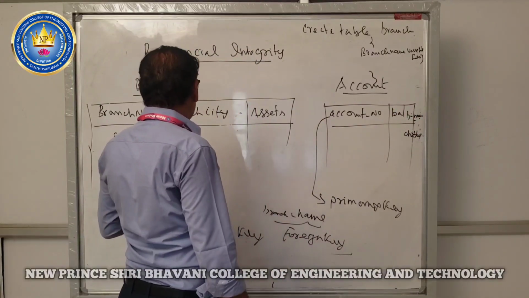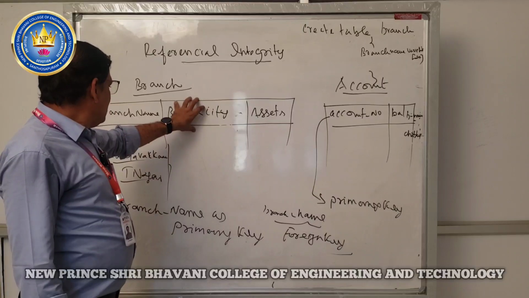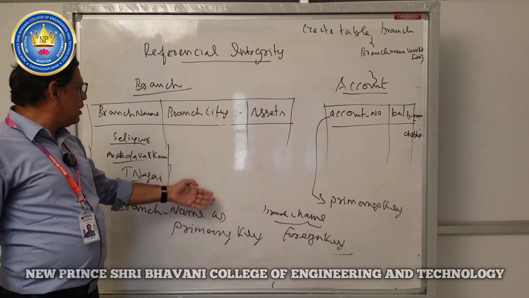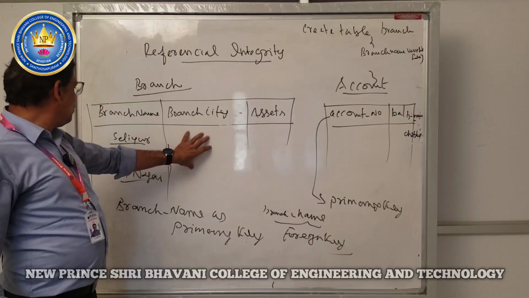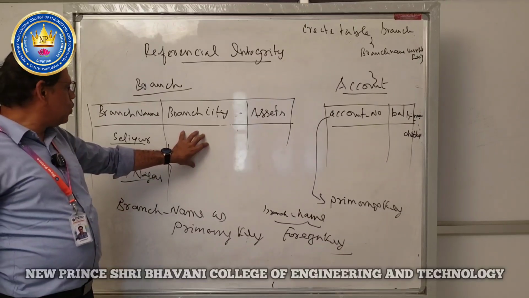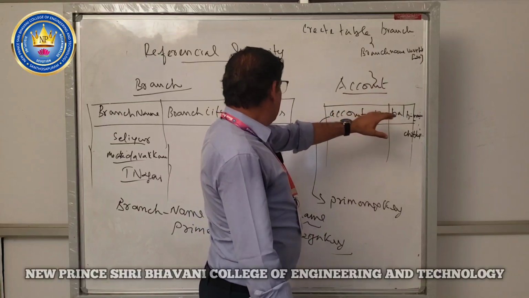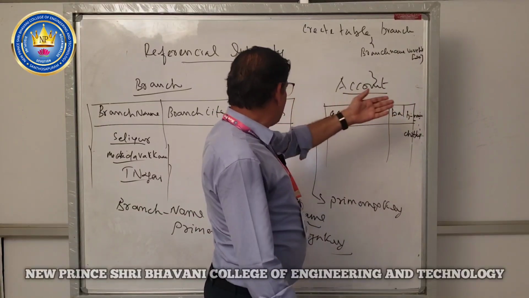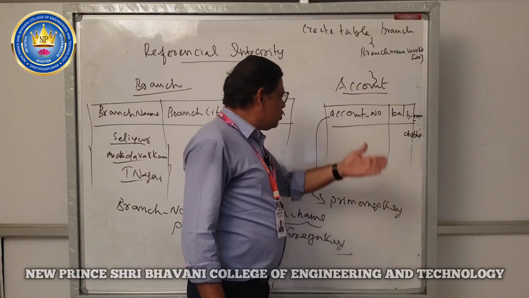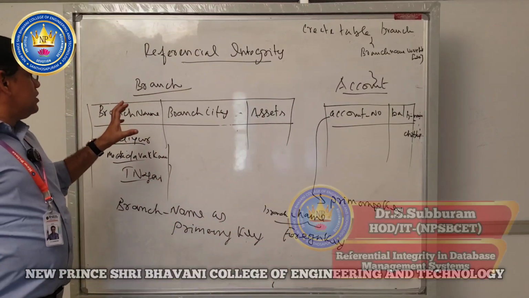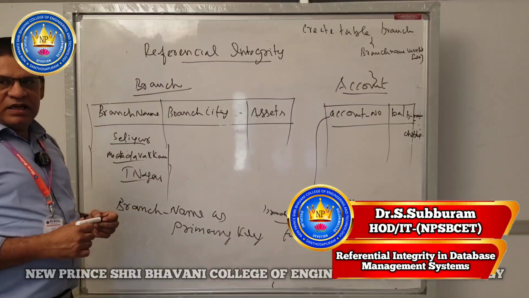But another advantage is with the branch city. Suppose 1000 records are here; instead of that, we can keep it as only 4 values. If the branch city and assets were coming here, they would be repeated, and that would be unnecessarily wasted. So this is the concept of referential integrity.